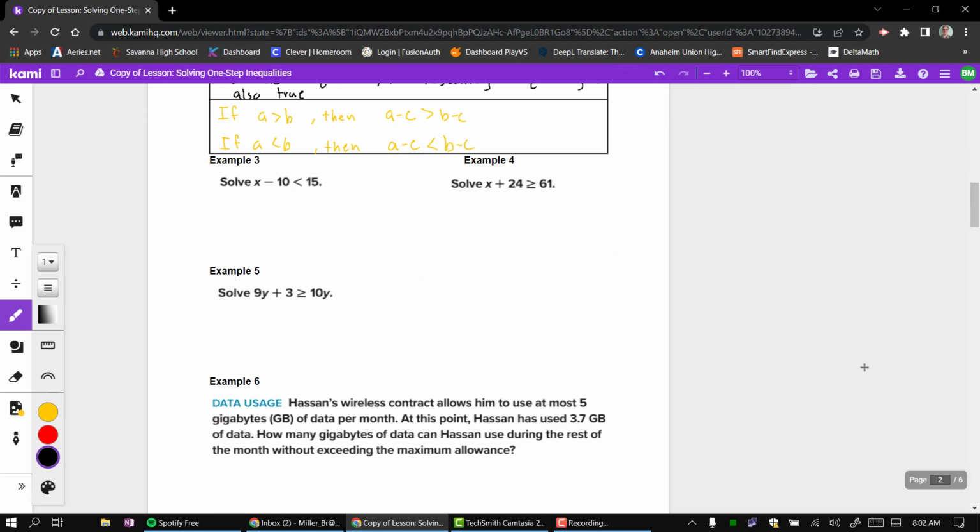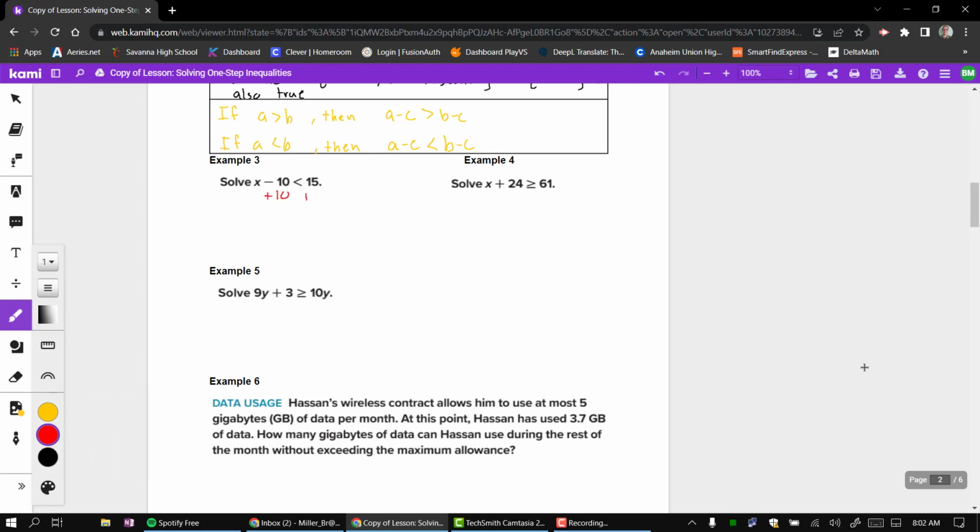So we want to solve example 3, 4, and 5. Once we solve it, we're going to put it into set builder notation. So here I have x minus 10 is less than 15. So what I'm going to do is I'm going to add 10 to both sides.